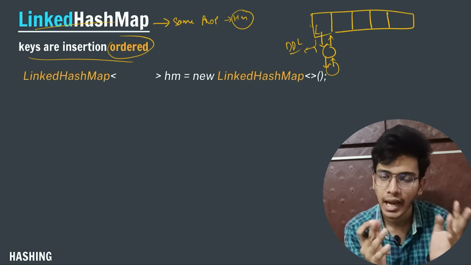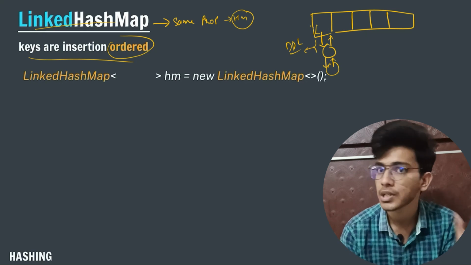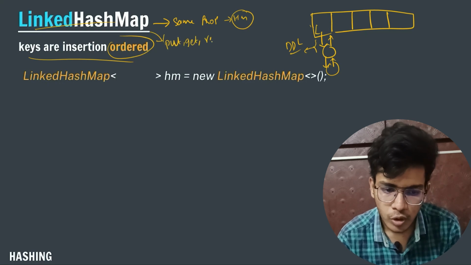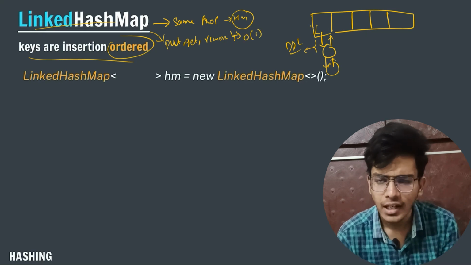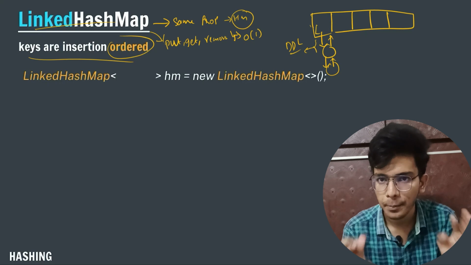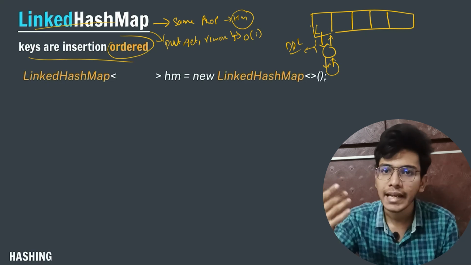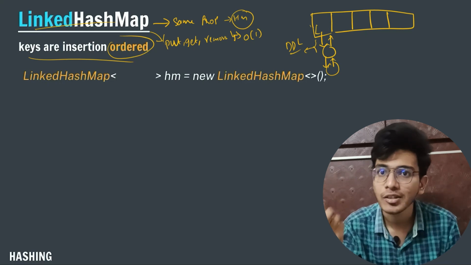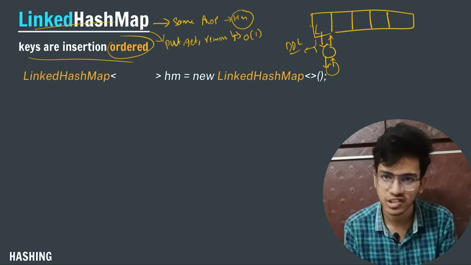This is the only difference, and the time complexity of the operations remains the same. For all the operations, put, get, remove, is empty, size, the time complexity for a linked hash map will be O(1), the same as a general hash map. The only difference is that in a linked hash map the implementation uses a doubly linked list, whereas in a general hash map it uses a singly linked list. This is the only difference.